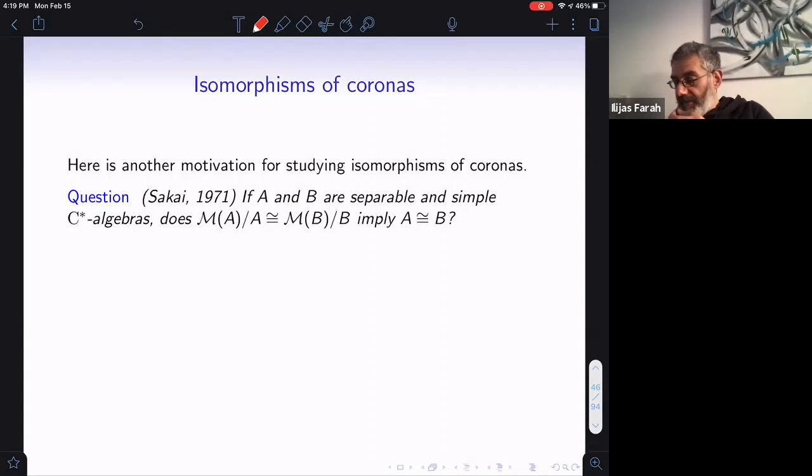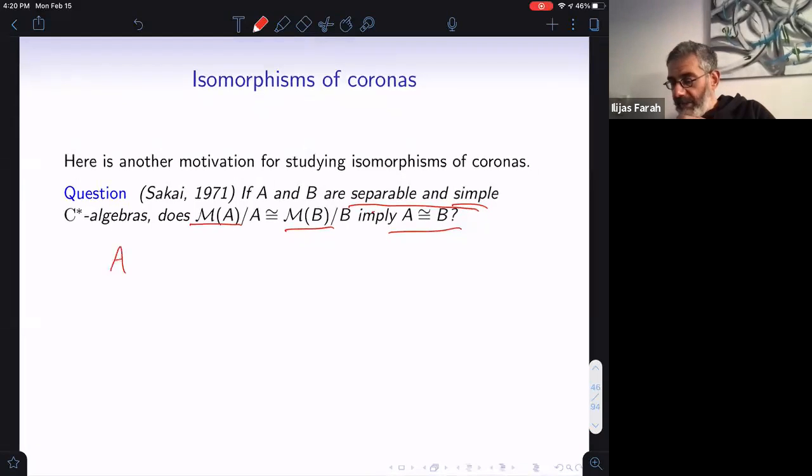There is a question of Sakai from 50 years ago that serves as a motivation for this. So here is the question. If A and B are separable and simple C*-algebras, does the isomorphism of their coronas imply that the algebras are isomorphic? You may wonder why the assumptions, separable and simple. Each one of them is maybe not technically necessary, but if you drop either one of these assumptions, there is a counterexample.